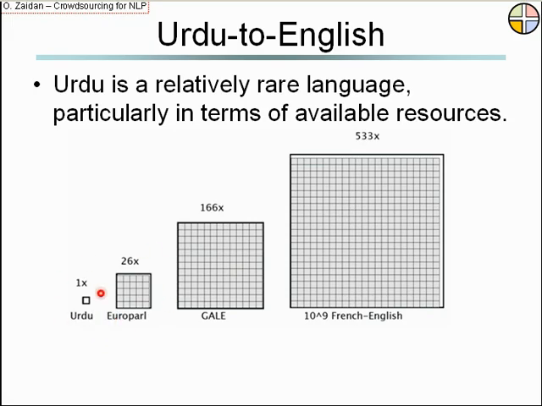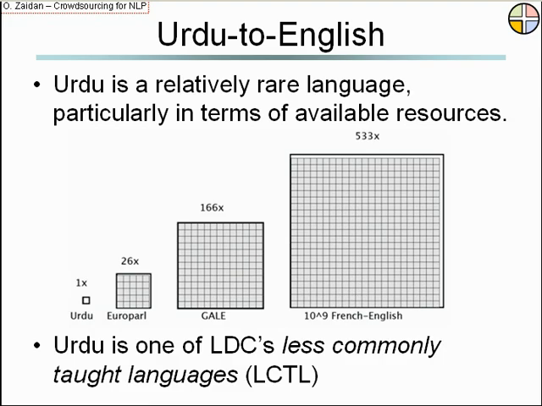So compared to the Europarl corpus, which allows you to train MT systems for European language pairs, or the data made available for the GALE teams for Chinese and Arabic translation, you can see that there are very, very few resources available for Urdu, and it was designated by the LDC as a less commonly taught language. This is a list of languages that includes Bengali and Hungarian.